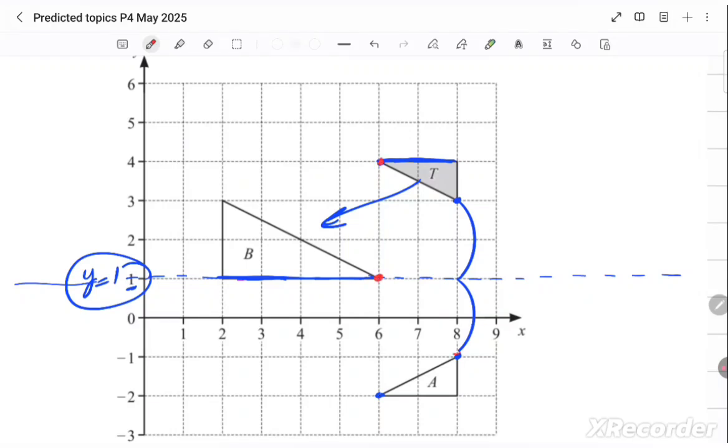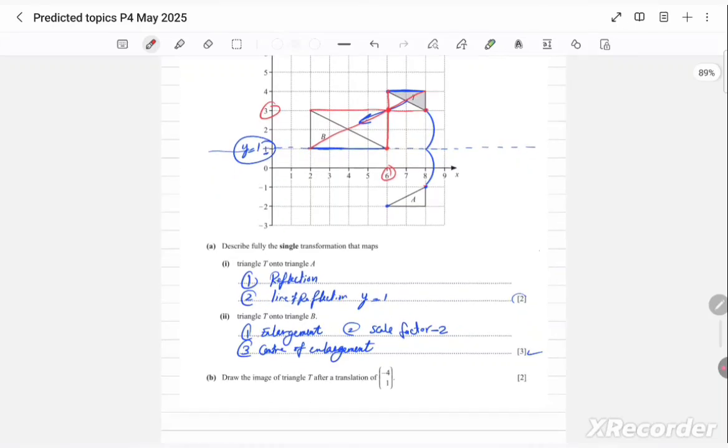This vertex is the same as this vertex. We connected them. Okay, this vertex is the same as that one. We connected them. Of course, you have to use a ruler, okay? And this one, the same as that one. All of them intersect at one point, this one. So this is the center of enlargement, which is 6, 3. Now you got the full mark.